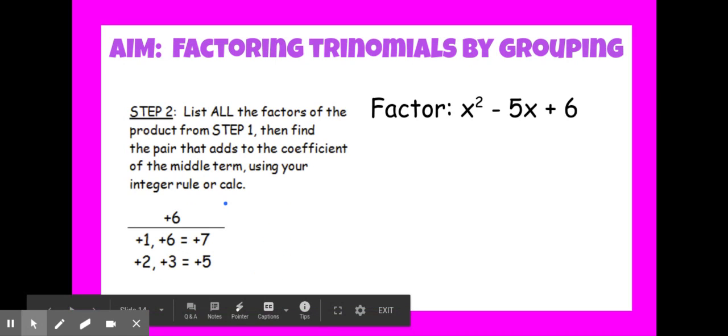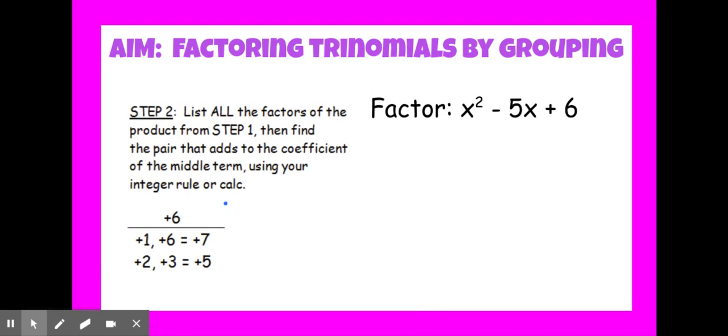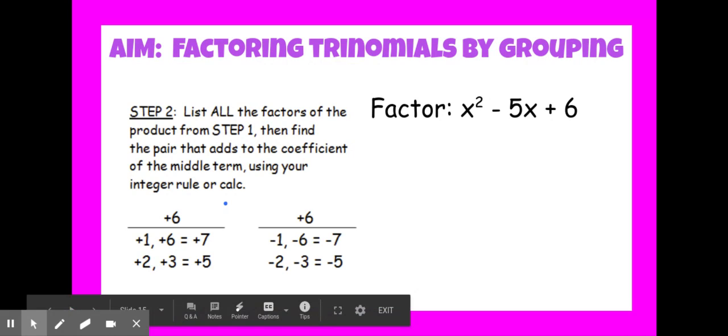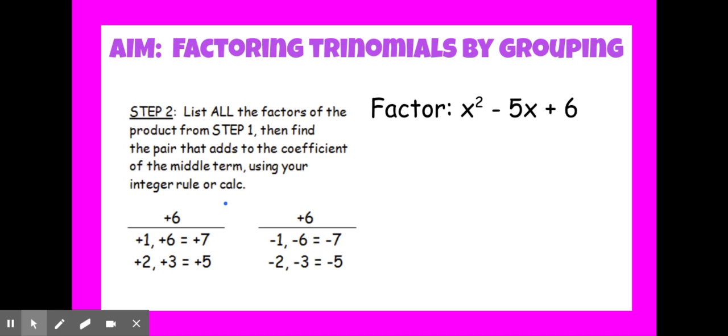So when we add 1 plus 6, we get 7. And when we add the factors 2 and 3, we get 5. So it's like we're seeing two different things today. We're looking for two numbers that multiply and then they add. Now on the other side, we have negative 1 and negative 6 gives us negative 7. And negative 2 plus negative 3 gives us negative 5.